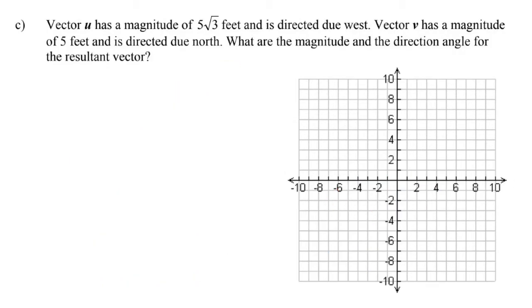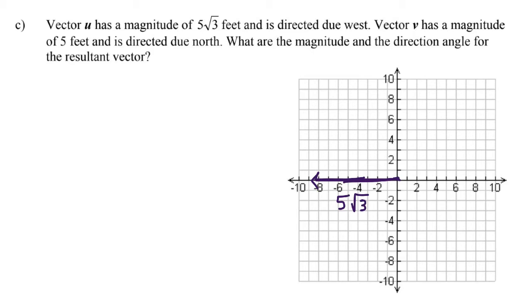All right, so again, we have a couple of vectors here. We have vector u that has a magnitude of 5 square root of 3 feet and is directed due west. So 5 square root of 3. We have something going out. Let's see, 5 times the square root of 3, so that's probably out here somewhere. Somewhere out in there is a good guesstimate of it. So we have 5 square root of 3.